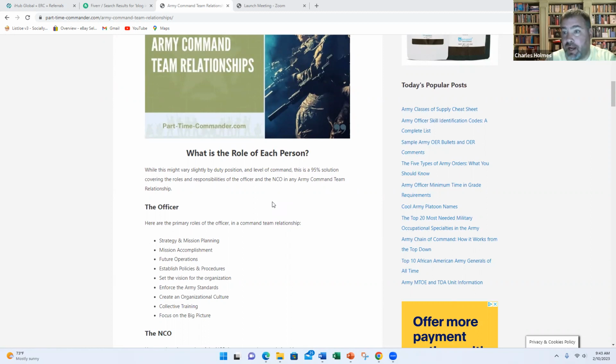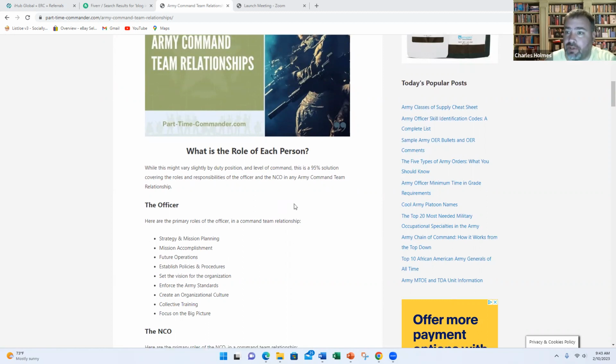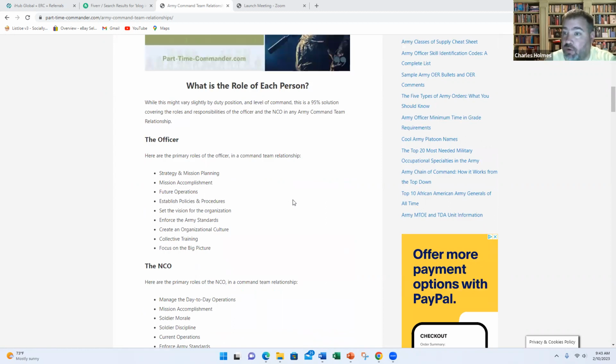And keep in mind, this is just my opinion based off being an officer for 11 years. Doctrine may dictate otherwise. Policies do change. And of course, duty positions do have somewhat of an impact in this, but this is going to be a 95% solution. So the officer and the NCO have very distinct roles. Where things get complicated is when one of those two people goes into the other person's lane or they don't do their own job effectively. No one should have to do both persons' jobs. If the NCO does their job and the officer does their job, it's going to work beautifully, just like a marriage, like we covered earlier.